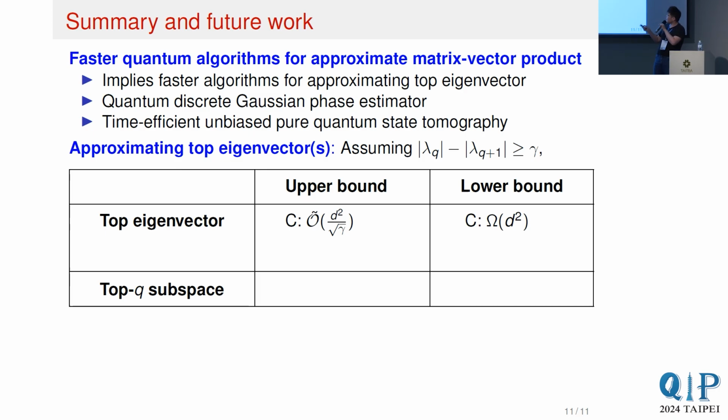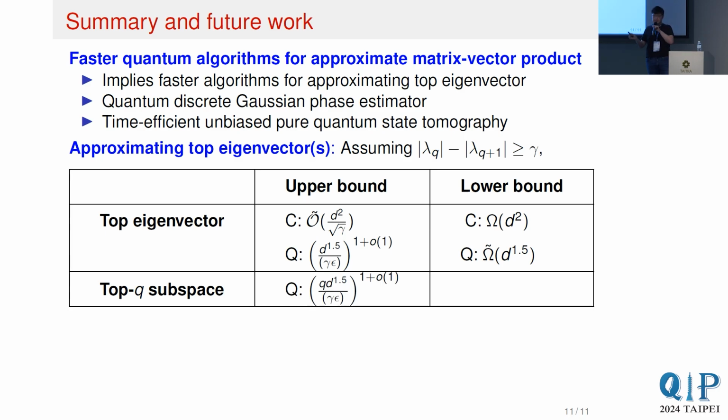Compared to the classical result, to learn the top eigenvector, we end up with a d to the 1.5 over gamma epsilon upper bound, while we also show a d to the 1.5 quantum query lower bound here. And we further generalize this to learn the top Q eigensubspace by using extra Q overhead.